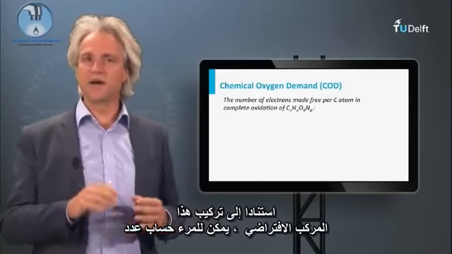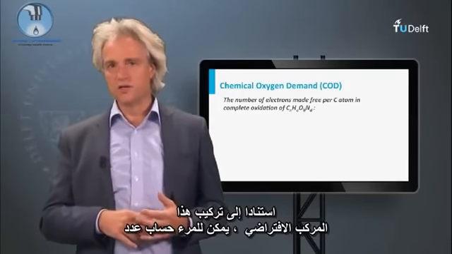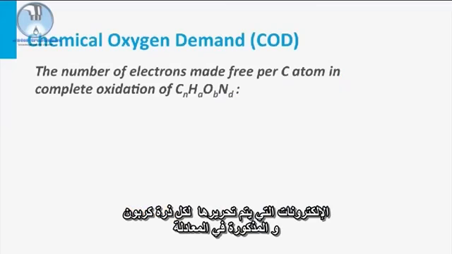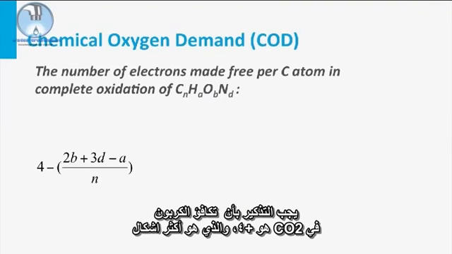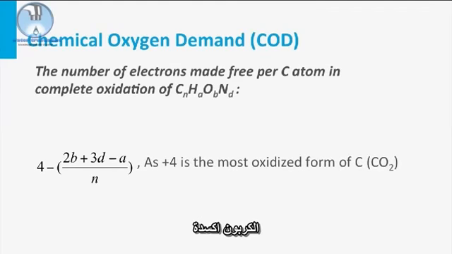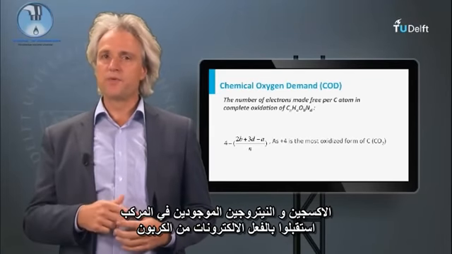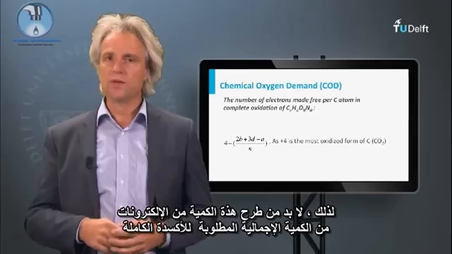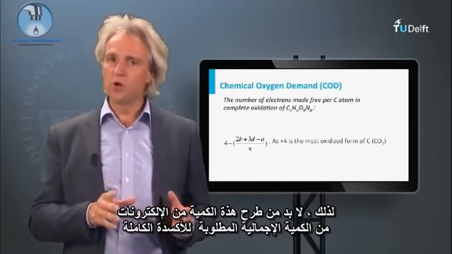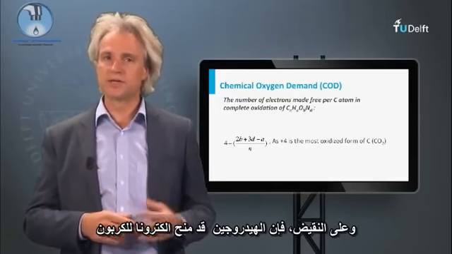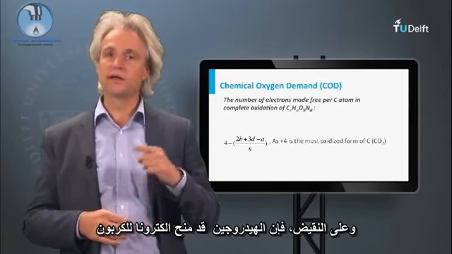Based on the composition of this hypothetical compound, one can calculate the number of electrons that are made free per carbon atom, which is given in this formula. It must be recalled that the valence of carbon in CO2 is +4, which is the most oxidized form of carbon. The oxygen and nitrogen present in the compound already have accepted electrons from the carbon. So, this amount of electrons must be lowered from the total amount required for full oxidation of the carbon. In contrast, hydrogen has donated an electron to the carbon.